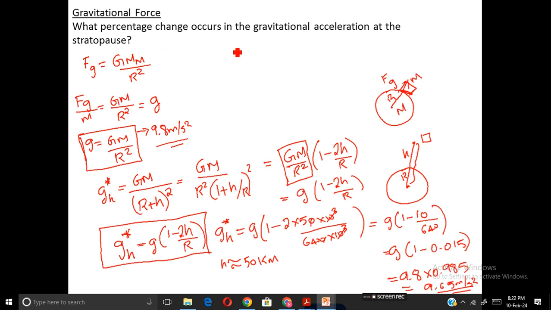So we know the acceleration due to gravity at the surface is 9.8, right? And now we got at the stratopause 9.65. So if we want to quantify how much percentage change there actually is in the acceleration due to gravity, basically 9.8 minus 9.65, divided by 9.8, into 100, right? So the question is what percentage change occurs in the acceleration due to gravity at the stratopause.